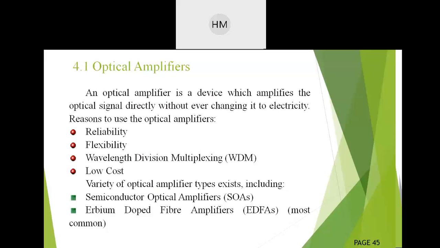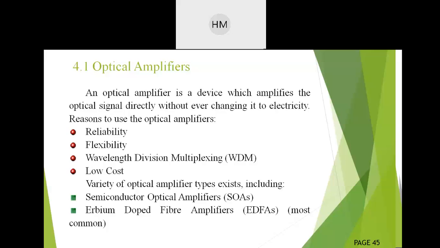So why are we using an optical amplifier? What are its advantages? These are mentioned over here. An optical amplifier is a device which amplifies an optical signal directly without ever changing it to electricity. Reasons to use optical amplifiers are reliability, flexibility, wavelength division multiplexing, low cost. So many applications are there. That's why we can directly design and operate this optical amplifier, or we can use it very easily.